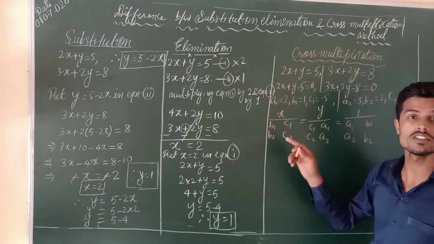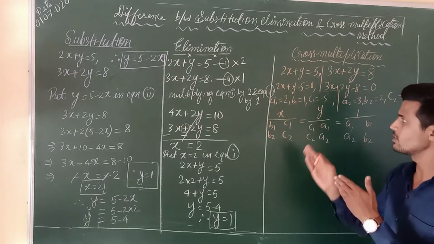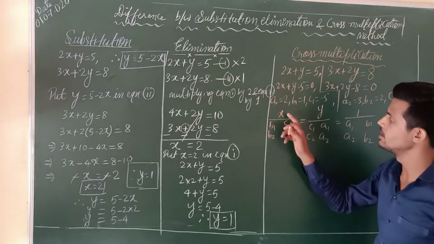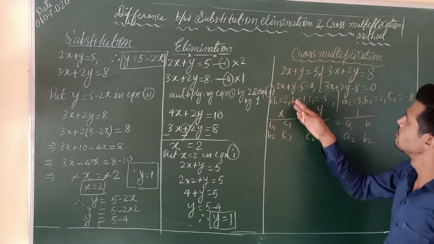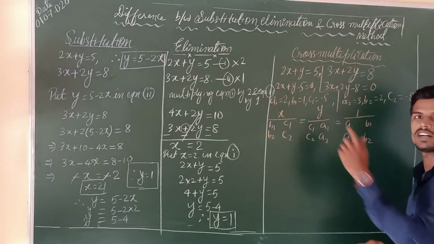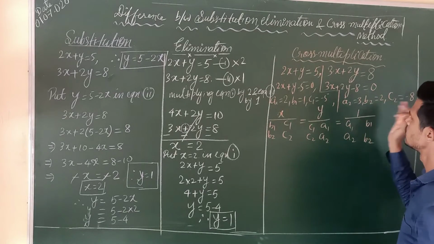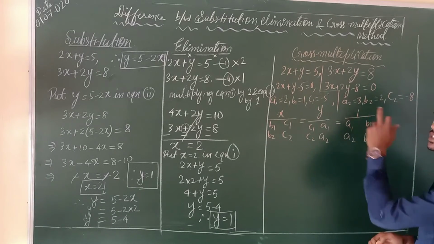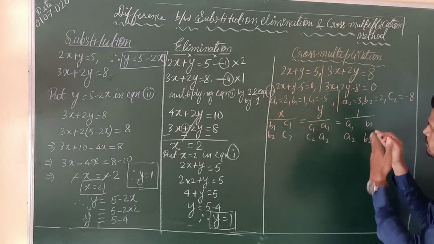For x, what is the coefficient of x? The coefficient of x is a. Now remove a. Whatever the coefficients are in the numerator of x, we remove those, a1, a2. What is remaining? b1, b2 and c1, c2. Now what is the coefficient of y? That is b. Remove b. What is remaining? c1, c2 and a1, a2. Now about c, what is the coefficient of c? That is c only, so remove c. What is remaining? a1, a2 and b1, b2.